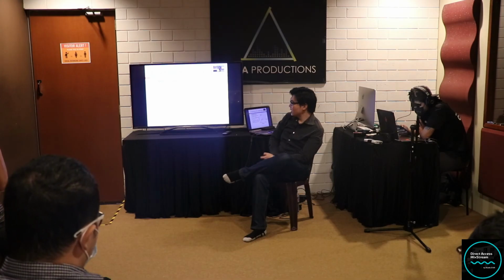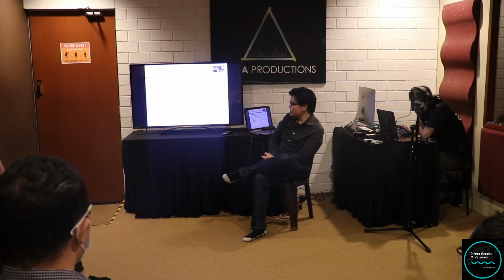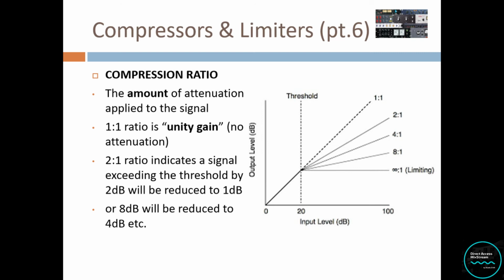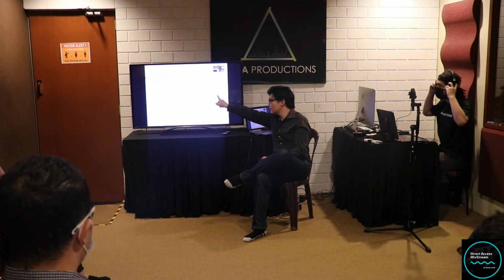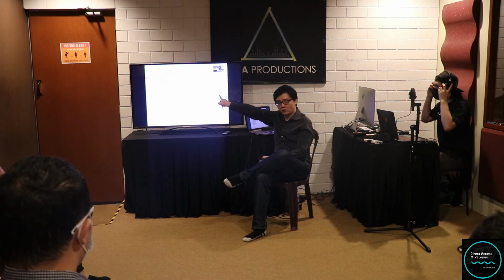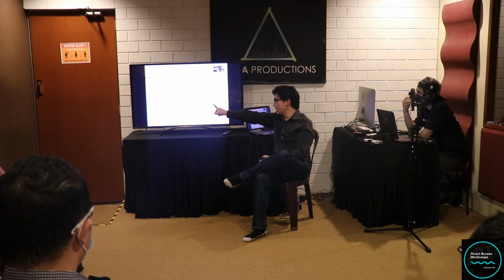What if we use a higher ratio then? For example, if it exceeds by 8 dB, it gets reduced by 4. So obviously, if it's greater, 4-to-1, it's a little bit more aggressive, 8-to-1, and then when you get to infinity-to-1, it basically becomes limiting.